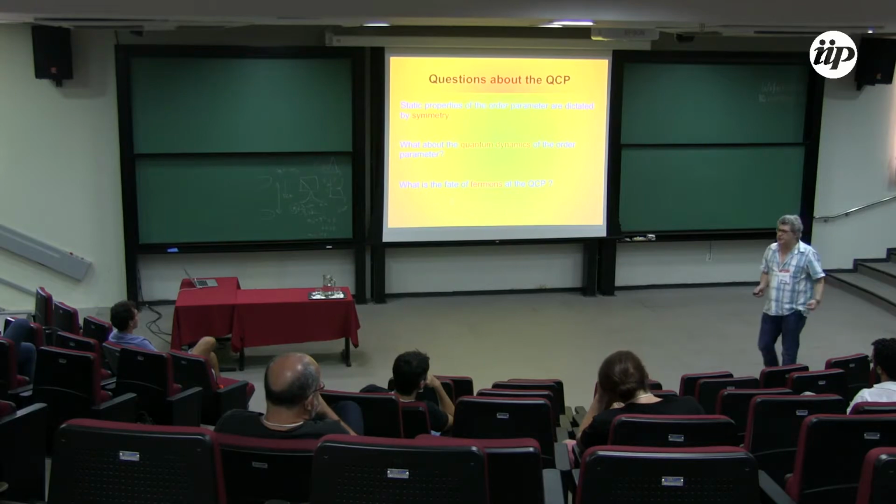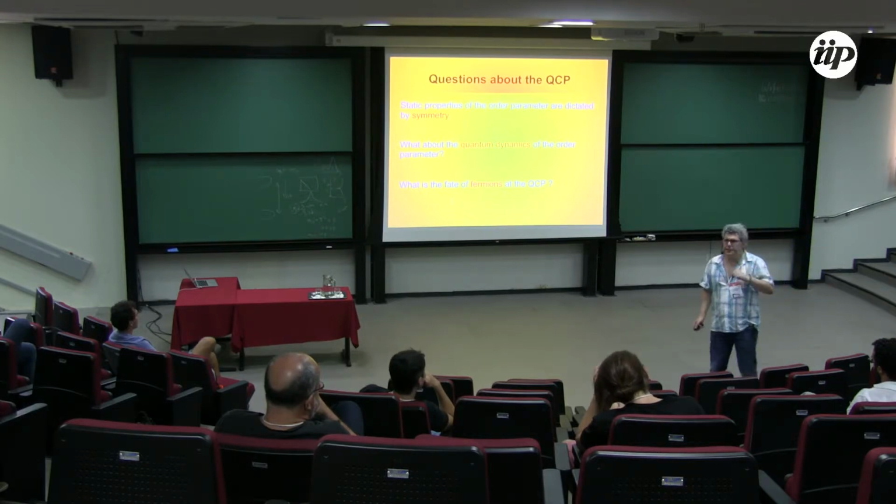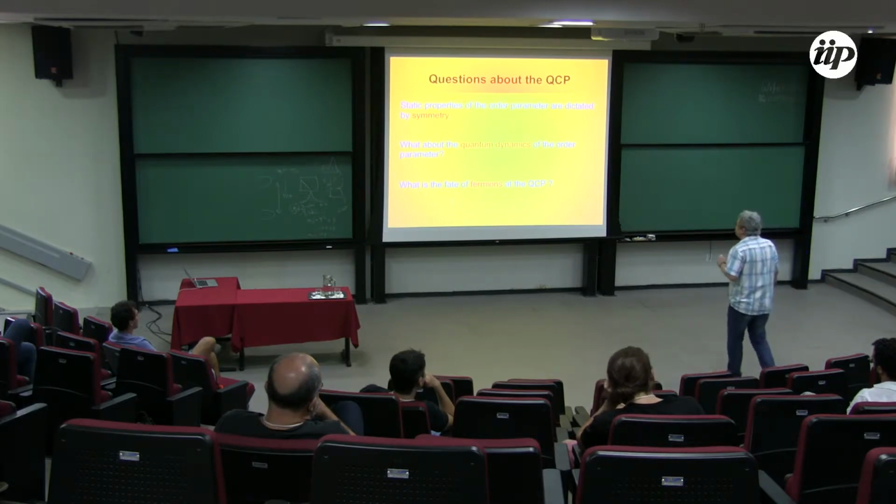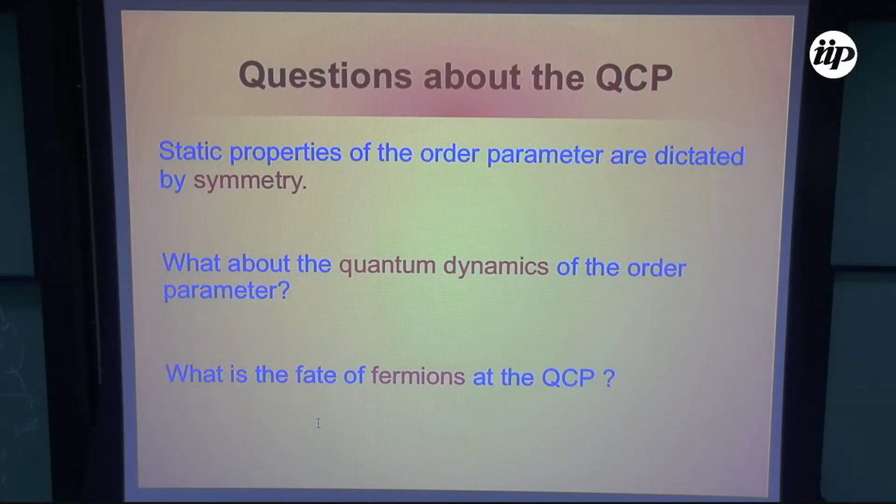Again, which are the questions that we ask about this transition? The static properties of the order parameter are dictated just by symmetry. So these properties are very similar to the classical theory. It has nothing to do with quantum theory. You can develop a Landau theory for the phase transition. The difference is the dynamic part.